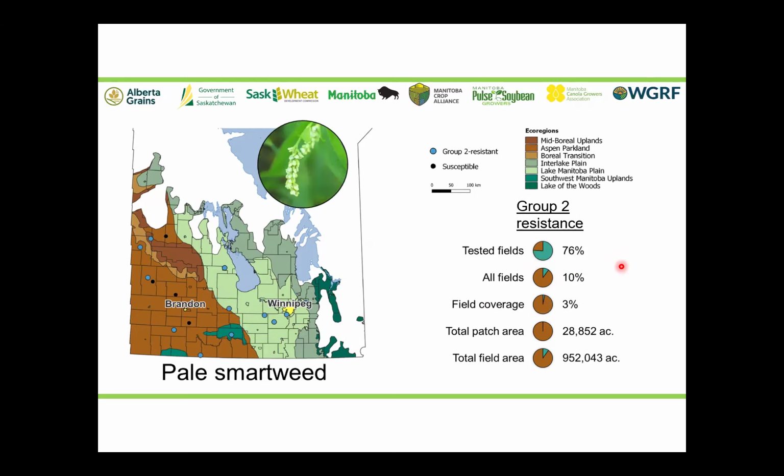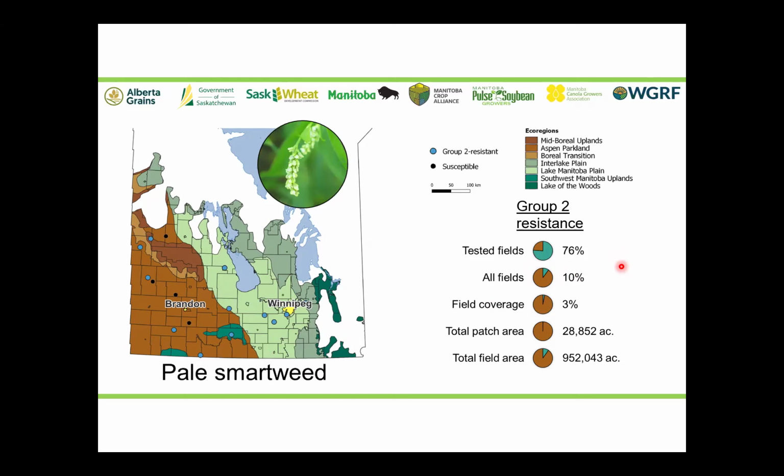When we're looking at pale smartweed, there are different smartweeds: pale smartweed, green smartweed, and lady's thumb. I generally lump them all together. They're pretty hard to tell apart, and I would basically be treating them all the same. I don't really know that you can separate them out. I don't know of any products that do specifically better on one of the smartweed species than the other two that we're dealing with.